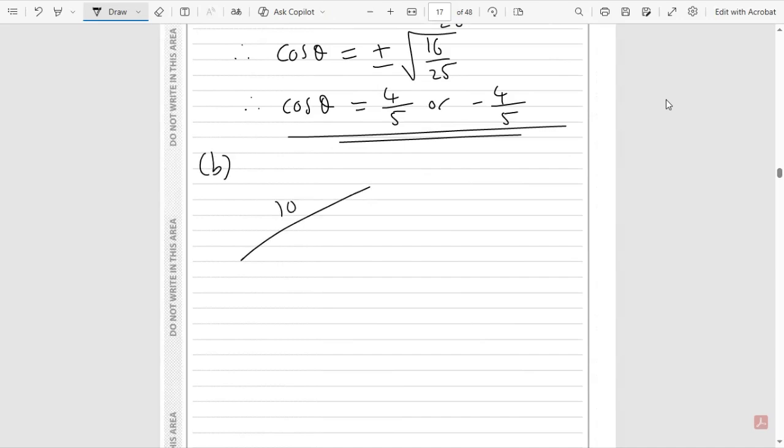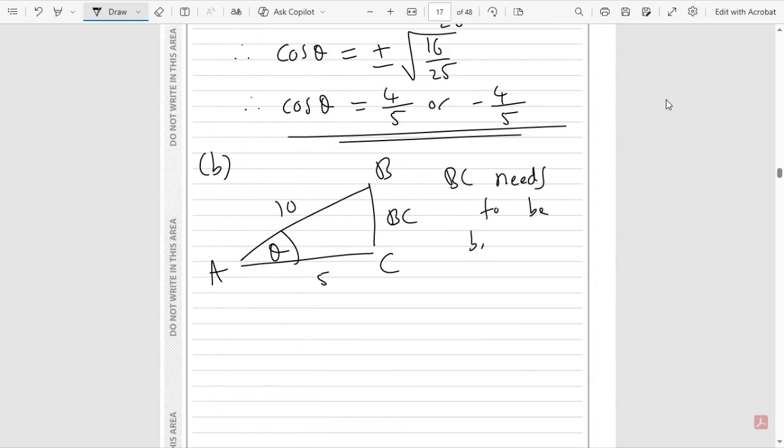So again, you got 10 there, you had 5 there, and then some length BC there. So again, that's A, that was B, that was C, that's angle theta there. So BC has to be the longest length. BC needs to be biggest. So we're involving all three lengths in this diagram or in this question.